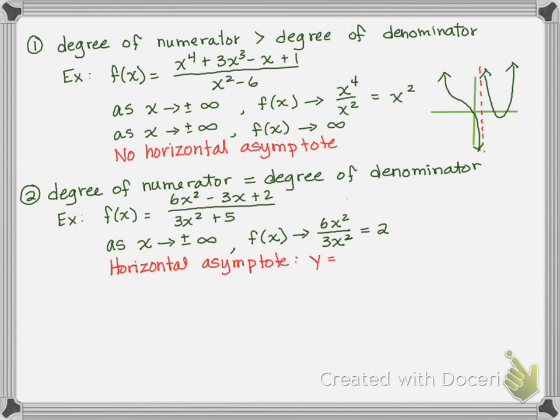is y equals 2, which in more general terms is the ratio of my leading coefficients. Right? I just divided the leading coefficient of the numerator by the leading coefficient of the denominator. So the ratio of leading coefficients.